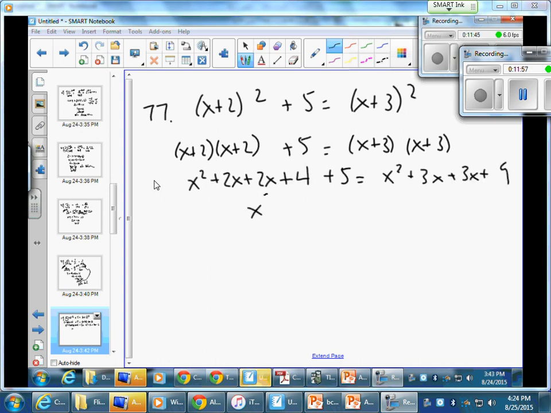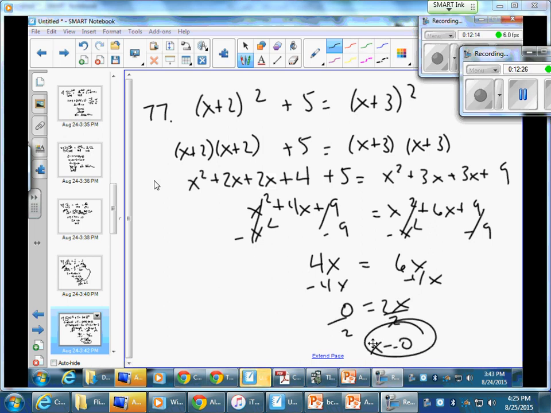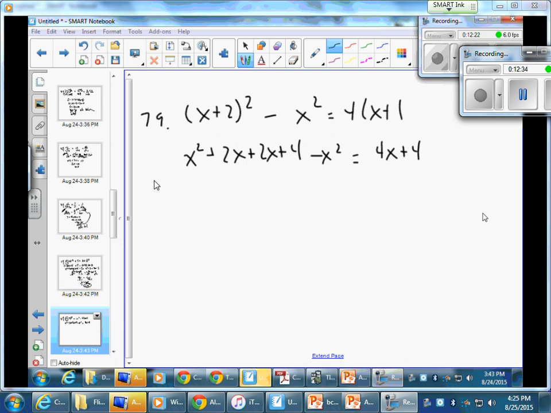So we get x squared plus 4x plus 9 on the left and x squared plus 6x plus 9 on the right. If I subtract x squared from both sides, it cancels. And subtract 9 from both sides, it would cancel. And I would just have 4x equals 6x. Now I can subtract 4x from both sides, and I get 0 is equal to 2x. Divide by 2, and I get x is equal to 0. If you go back to the original problem and check it out, it will work. 0 plus 2 squared will be 4 plus 9. It works. Moving on.